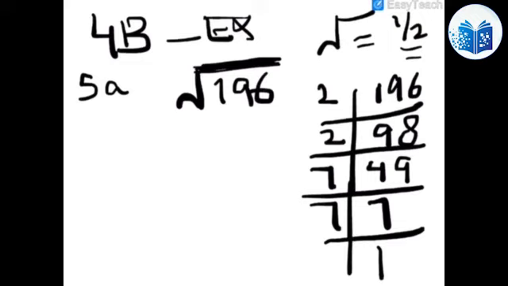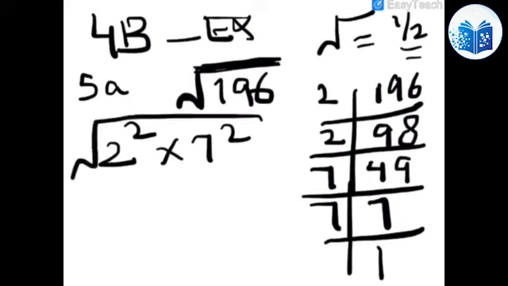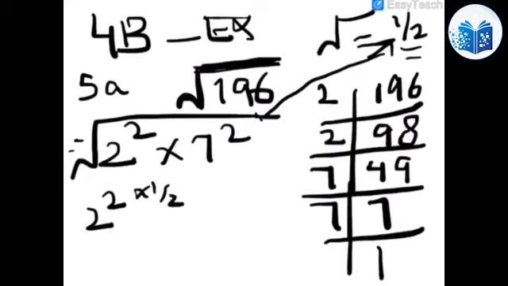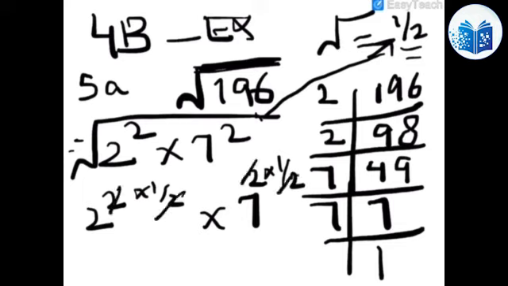Right, so what will we do? It's 2 square into 7 square actually. This square will cancel the under root, because this actually has become 2 multiplied by 1 by 2, 7 square multiplied by 1 by 2 if I remove the under root. So this will give 2 into 7, which is equal to 14. So that's the answer.